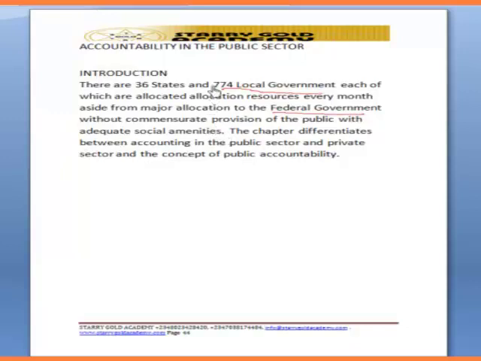There are 36 states and 774 local governments, each of which receives allocation resources every month, aside from the major allocation to the federal government, without commensurate provision of adequate social amenities to the public. This chapter differentiates between accounting in the public sector and the private sector, and majorly the concept of public accountability.